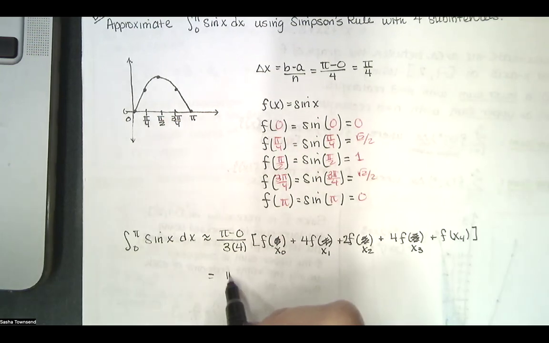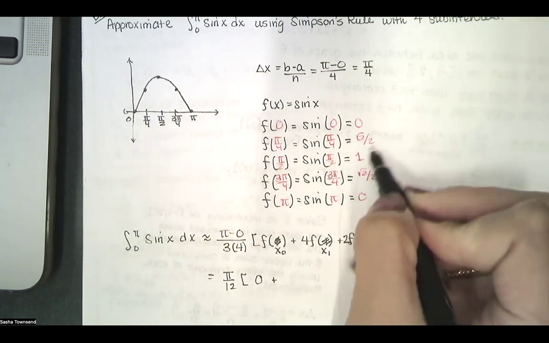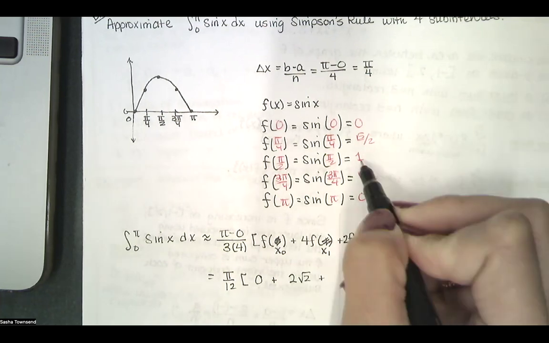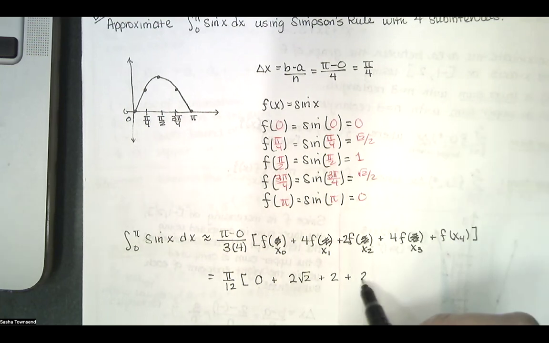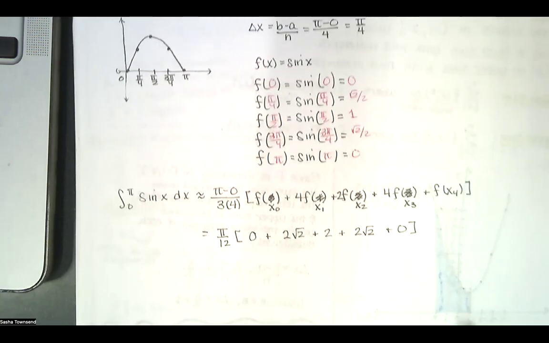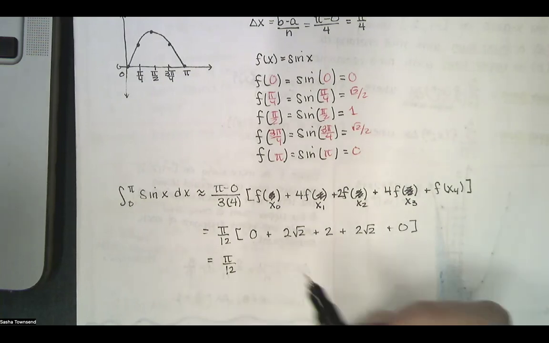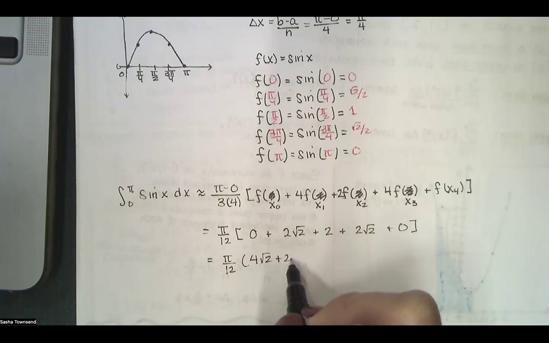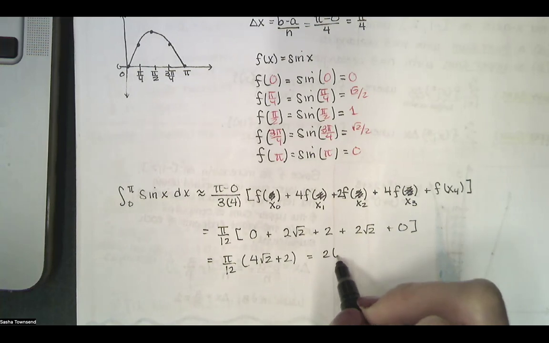So we end up with pi divided by 12 times 0 plus 4 times square root of 2 over 2, which is 2 root 2. And we've got 2 times 1, which is 2, plus 4 times square root of 2 over 2 again, which is 2 root 2, plus 0. And our approximation of that area is, well, this is 4 times the square root of 2 plus 2, times pi over 12. Everything is divisible by 2, so I'll factor out a 2.